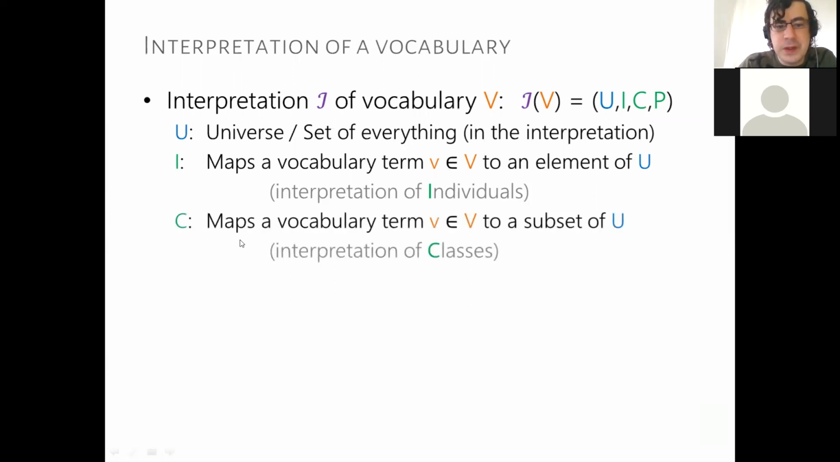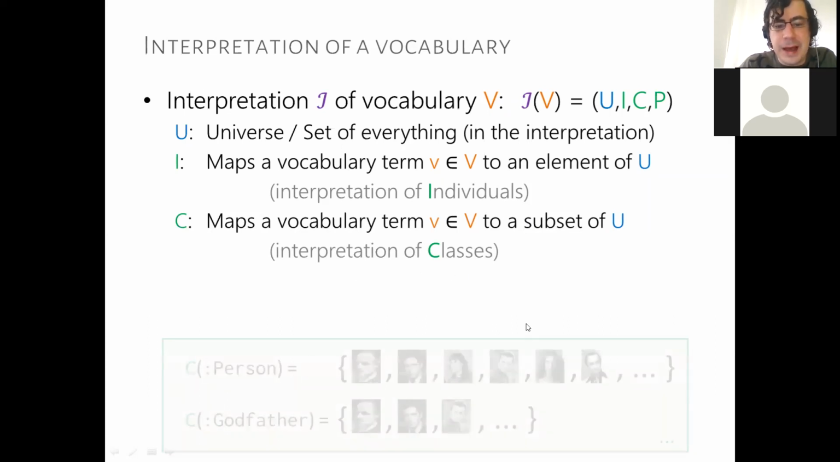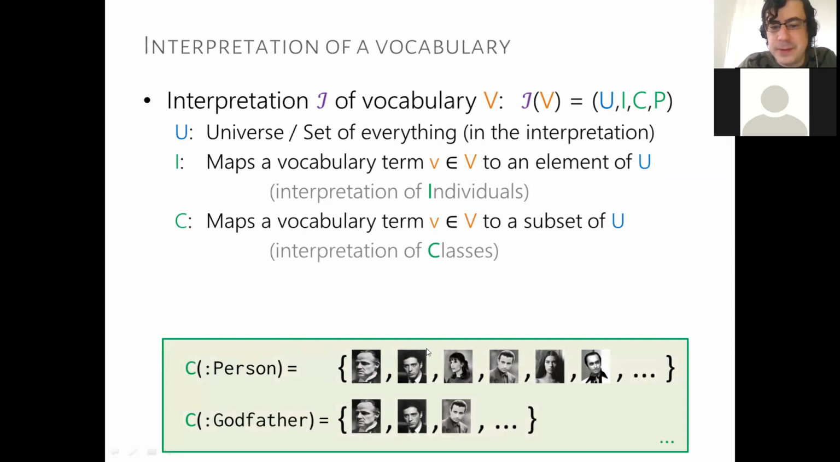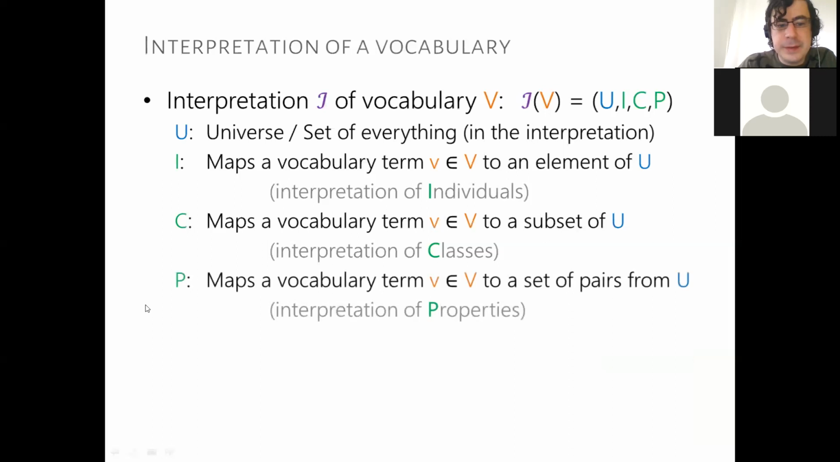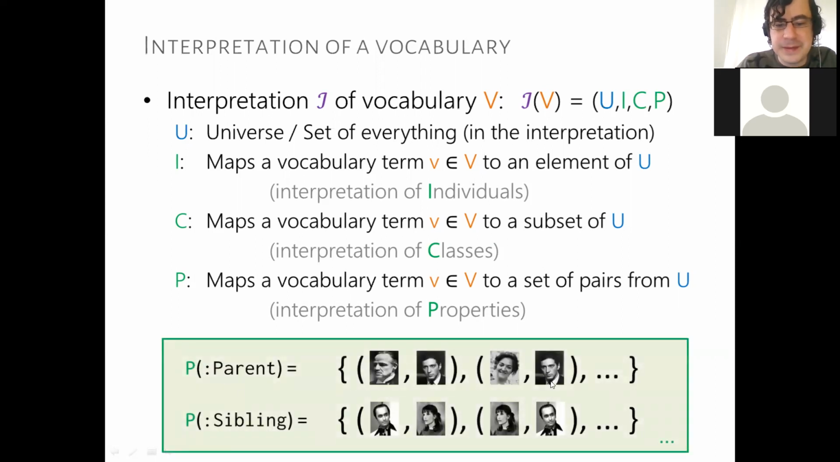Next, we have C, which maps a vocabulary term in V to a subset of U, right? So essentially, this gives us the interpretation of classes. So if we have an IRI like person, we can map it to a subset of the individuals in our universe, or godfather, we can map it to a subset of the individuals in our universe. And we also have P, which maps a vocabulary term v to a set of pairs from U. Okay, interpretation of properties. So we have parent maps to these pairs, sibling maps to these pairs, using the same sorts of notions we described earlier.